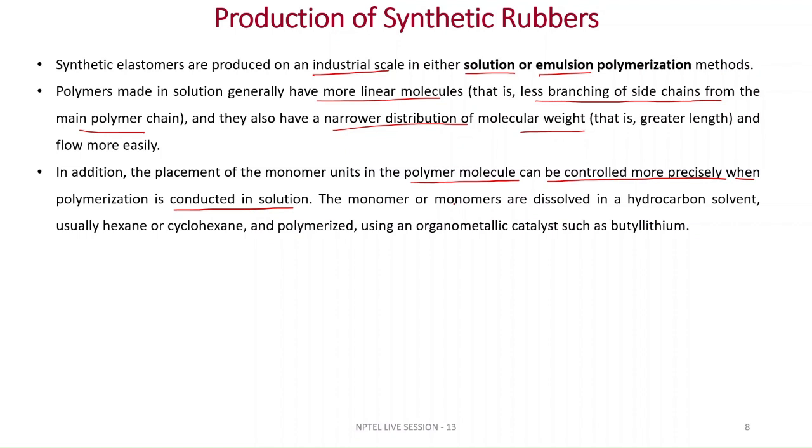The monomer or monomers are dissolved in a hydrocarbon solvent, usually hexane or cyclohexane, and then polymerized using an organometallic catalyst such as butyl lithium.